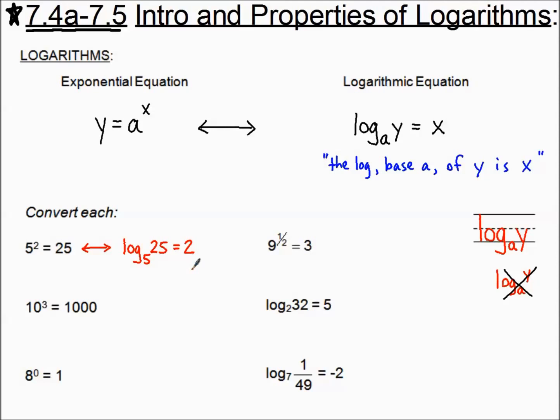So I know that this is true because, again, this is my exponent. In exponential form, it's easy to see it. It's the superscript, the little number up here.